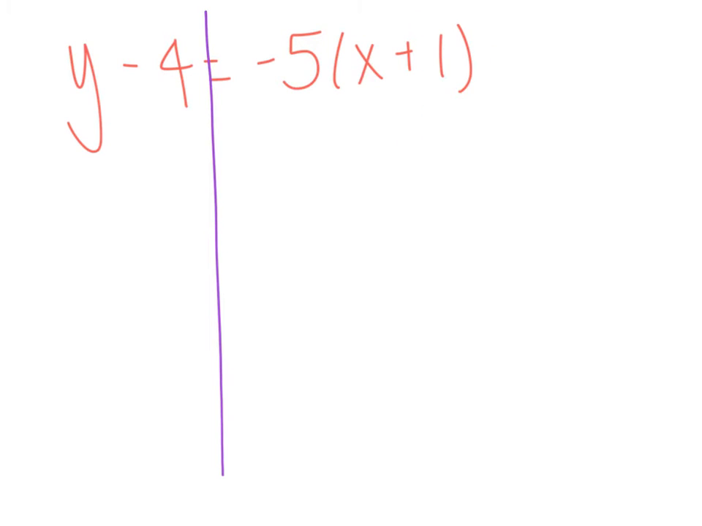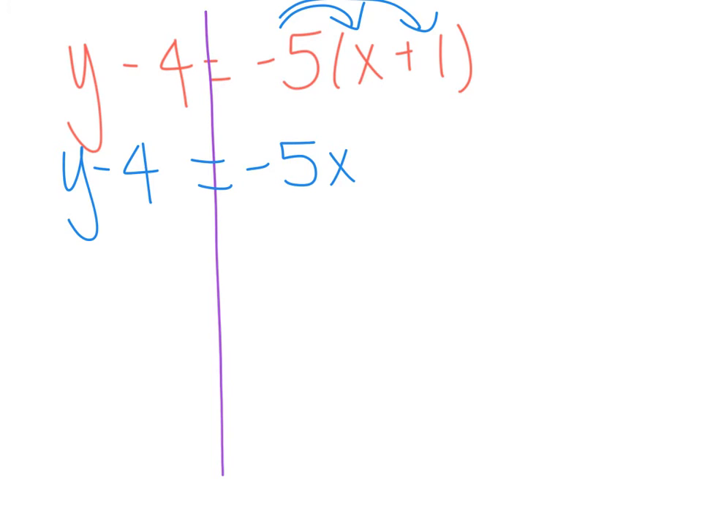So I'm going to rewrite the problem. I'm going to leave y minus 4 alone. On the right side, I need to distribute. Negative 5 times x is negative 5x. Negative 5 times a positive 1 is a negative 5. So if I look at the right side, I still cannot do anything. There's nothing else I can do over to the right side because negative 5x has a variable. Negative 5 does not have a variable. I cannot put these two together.